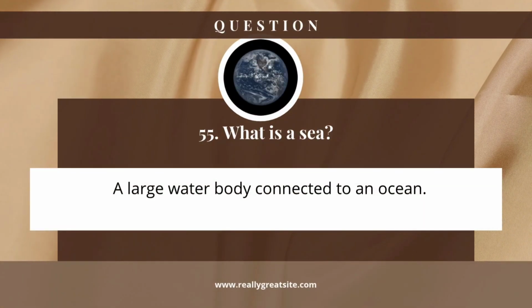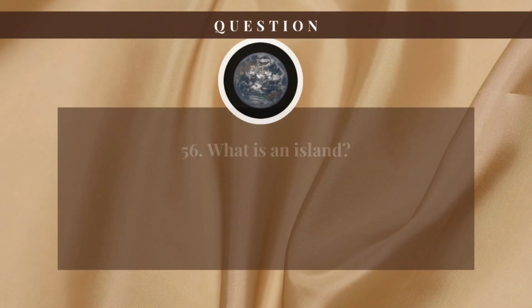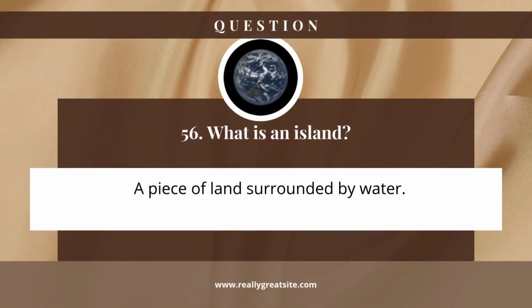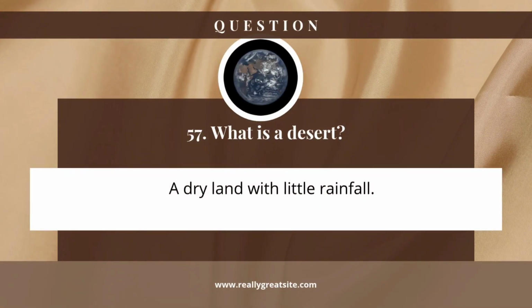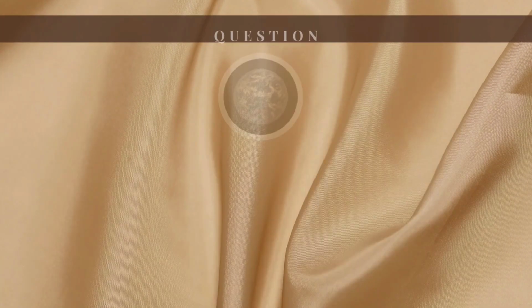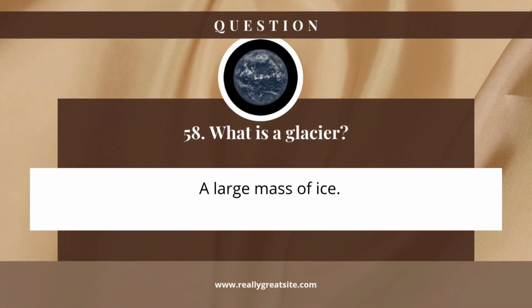55. What is a sea? Answer: a large water body connected to an ocean. 56. What is an island? Answer: a piece of land surrounded by water. 57. What is a desert? Answer: a dry land with little rainfall. 58. What is a glacier? Answer: a large mass of ice.